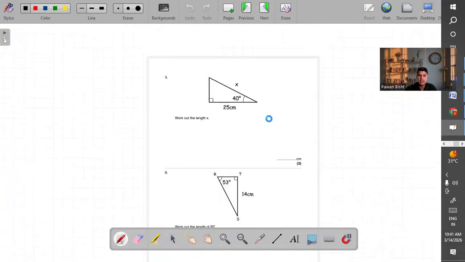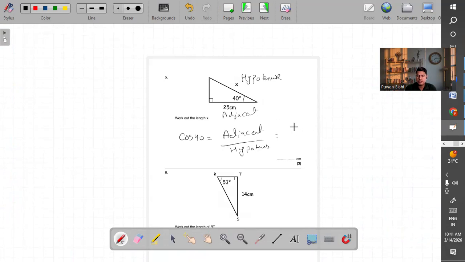Right, one more question of this type. Work out the length x. Now you see the length x is the longest side. We know what the longest side is? Yes, hypotenuse. So this will be hypotenuse, and this is adjacent. So cos 40 will be adjacent over hypotenuse. Okay, so adjacent is 25 and hypotenuse is x. We have to find the value of x.